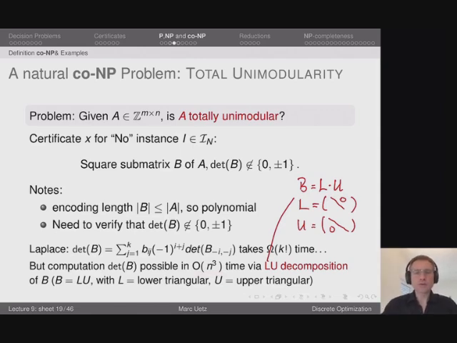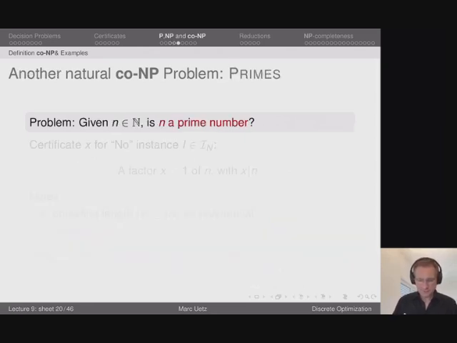Okay, so that proves that total unimodularity rather easily can be shown to be a part of this class co-NP, complement NP. And as a matter of fact, it can also be shown to be a member of NP, but that is more difficult and I'm not going to comment on it here. So let's rather look at another example, another very natural member of the class co-NP, and that is the problem primes. So the problem is a number, a natural number, and the question is, is that number a prime, yes or no? And also here, for no instances, we have a very simple certificate, right?